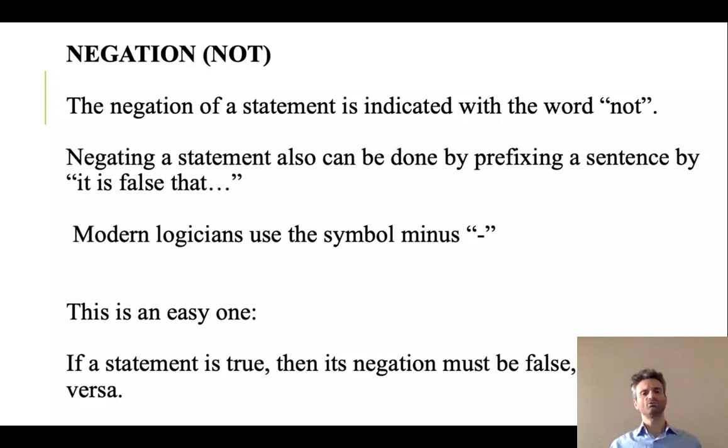The symbol that we use is the minus sign. Simple as a minus sign. And we place the minus sign in front of a statement that we wish to negate. So if we want to negate the statement, Charlie is tall, we say minus T, okay? And we read it, it is false that Charlie is tall, or it is not the case that Charlie is tall.